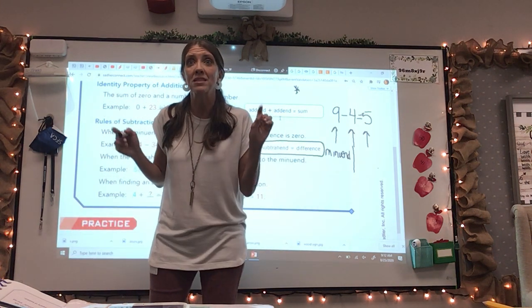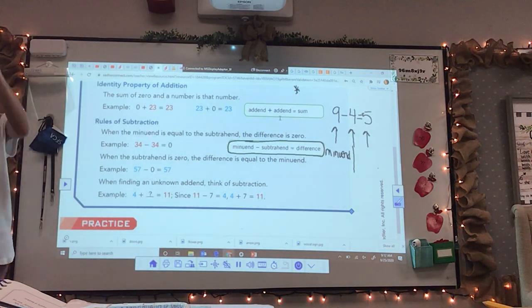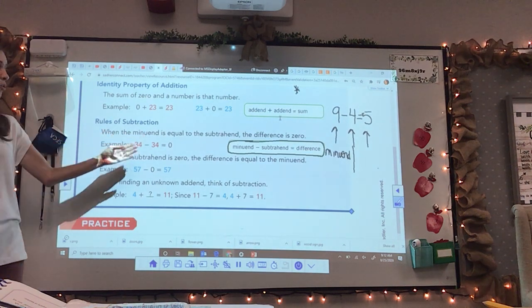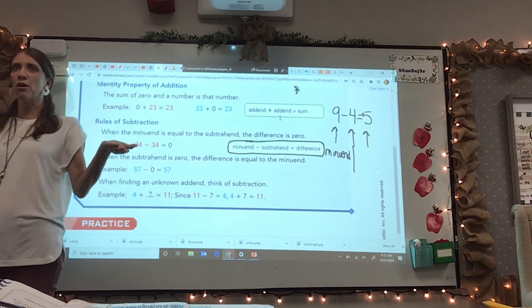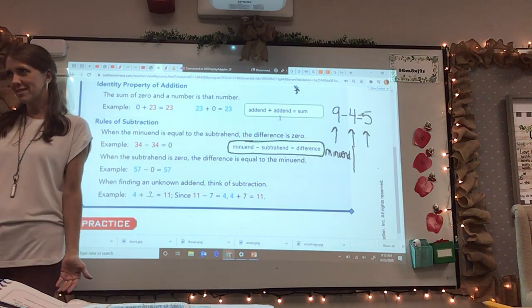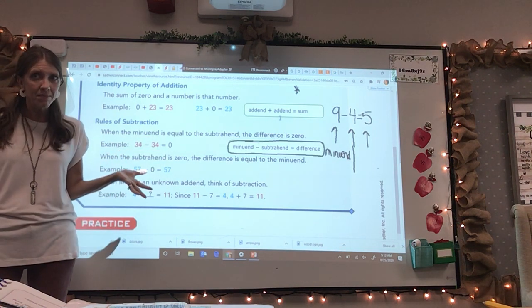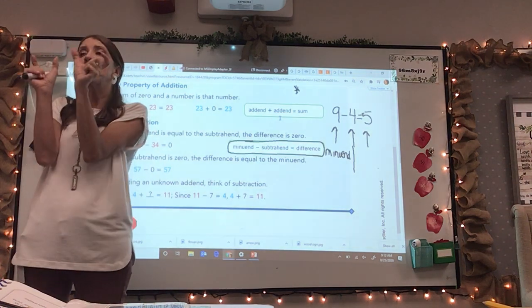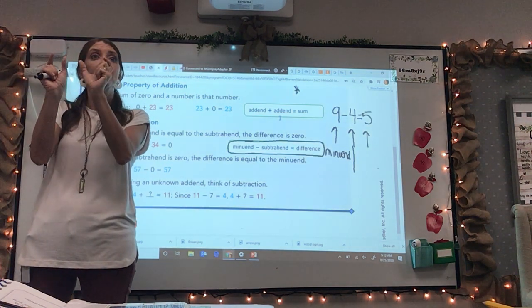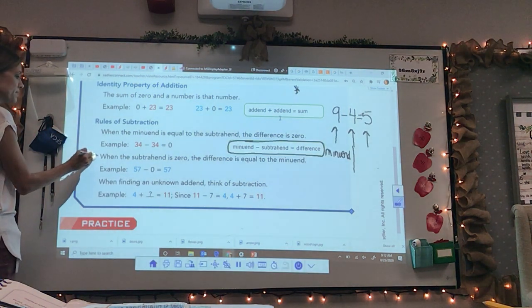So you need to know that because listen to this rule. Here's the rule. Rules of subtraction, we've got 3. So let's listen. When the minuend, or the first number, is equal to the subtrahend, the difference is 0. Well, of course. When the minuend and the subtrahend are the same, it's going to be 0. If you have 7 and you take away 7, you're going to have 0. So whenever the minuend and the subtrahend match, the answer is 0. Easy peasy.